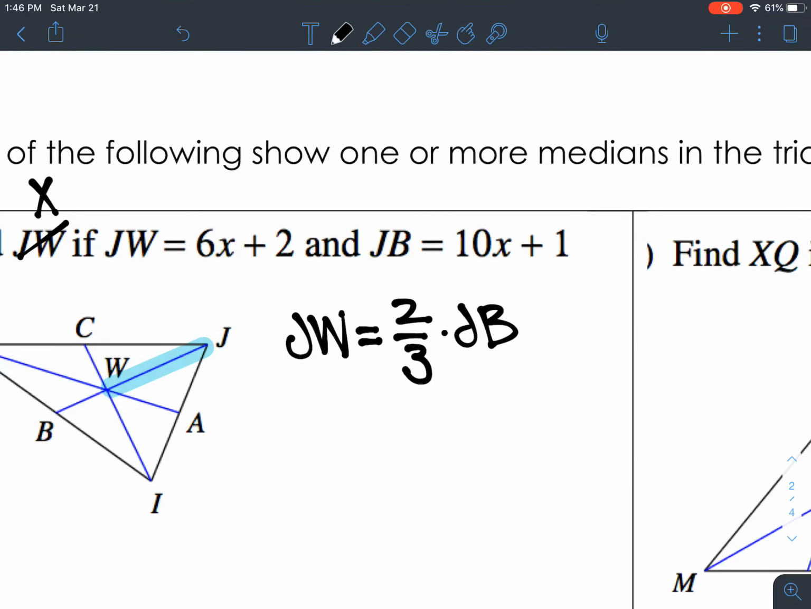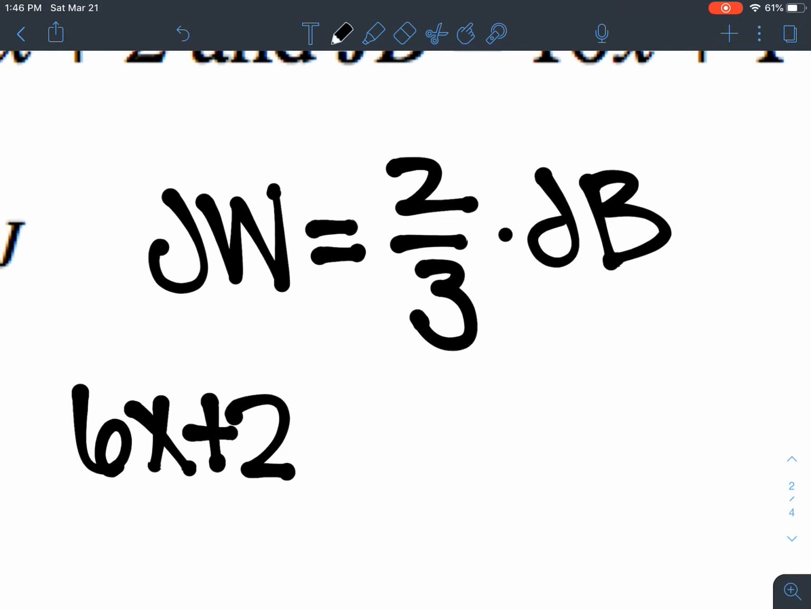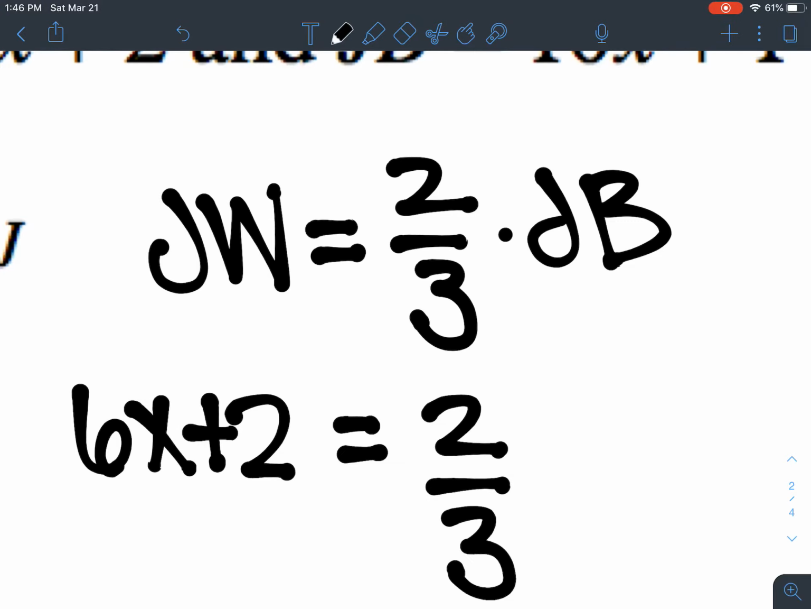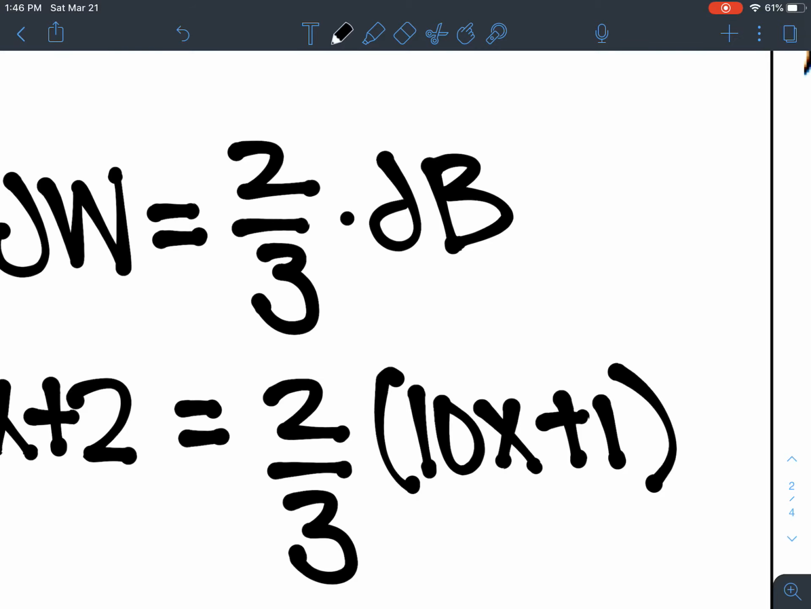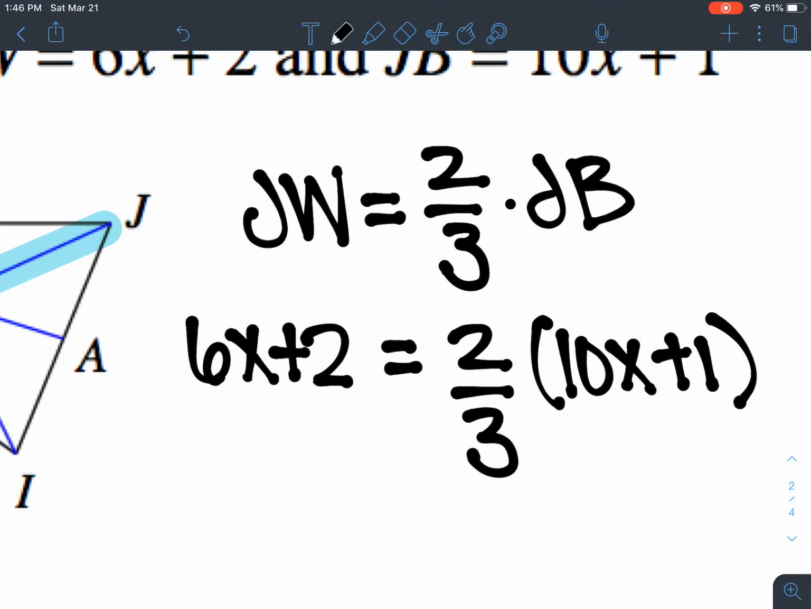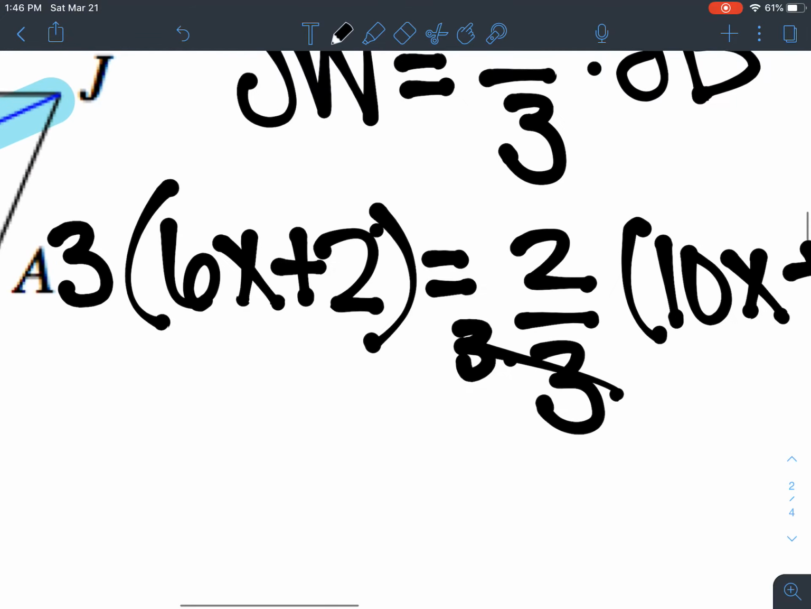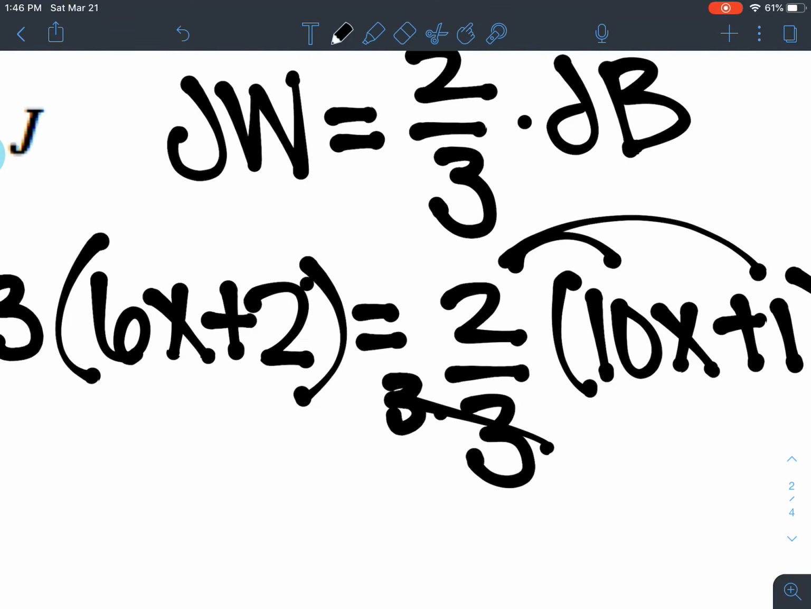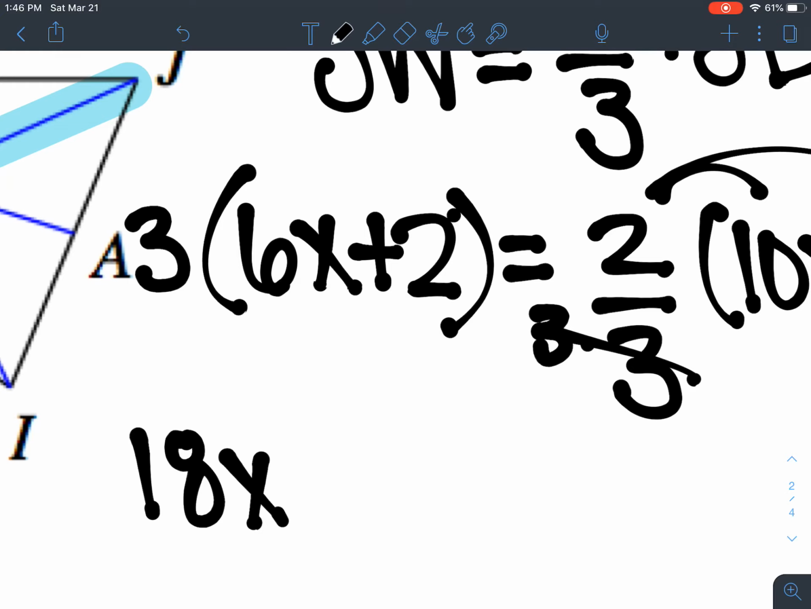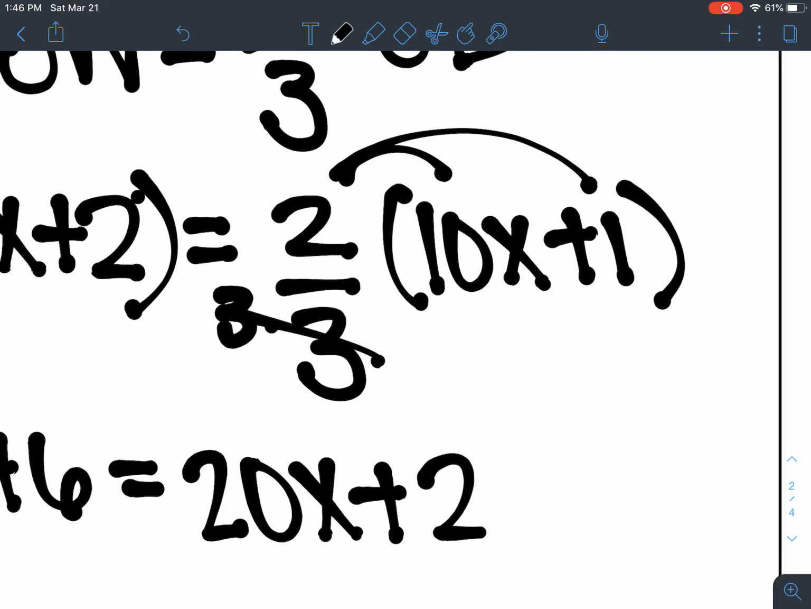Now it's just a substitution game. I'm going to take the 6x plus 2 and plug it in for JW, equals 2/3 times JB, which is 10x plus 1. I notice that my 3 doesn't go into my 10 or my 1, so I'm going to multiply by 3 to get rid of that denominator. But I have to multiply this side also by 3, the full thing. On the left-hand side, I'm going to distribute the 3 through. On the right-hand side, I still have to distribute the 2 through. I'm going to get 18x plus 6 is equal to 20x plus 2.